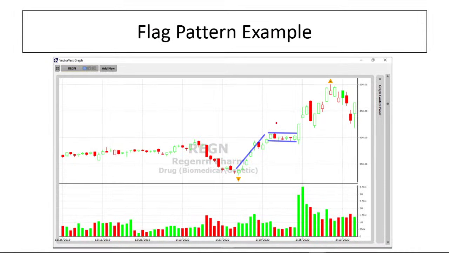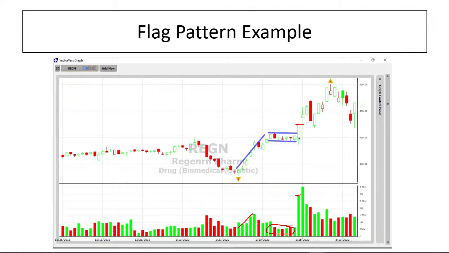Okay, here's Regeneron. All right, so the stock was upsloping, then pulled back. Okay. Nice sharp rise in price resulting in a new high. Volume increasing. Period of consolidation lasts for about a week. Look at the volume that dried up there. Clear breakout. Clear breakout above the upper channel line there on really strong volume.